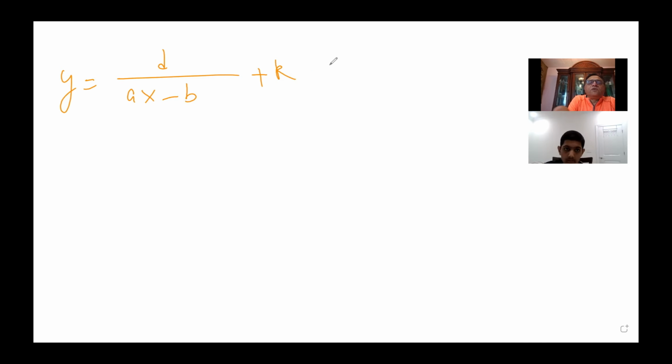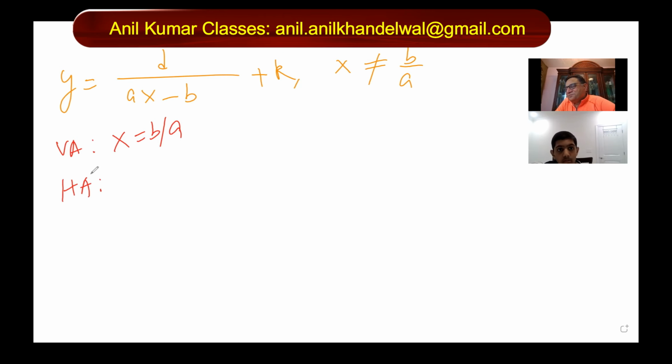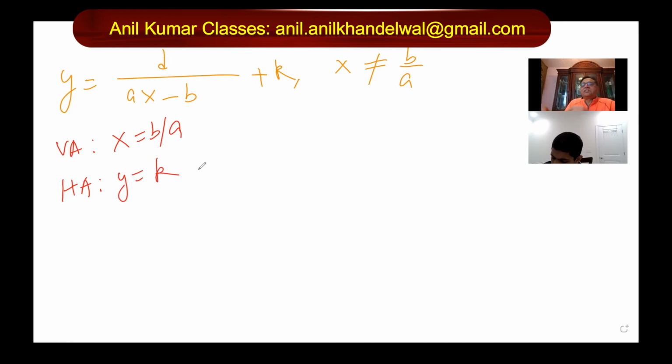Now, in this case, we know that X is not equal to B over A. Okay, X is not equal to B over A, correct? Yeah. And we also know here, what is the vertical asymptote? Vertical asymptote is X equals to B over A. Horizontal asymptote is what? Tell me now. K. Y equals to K. Excellent answer. Perfect. Because that has moved vertically by 5 units.